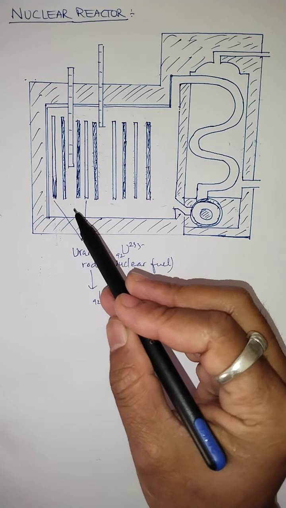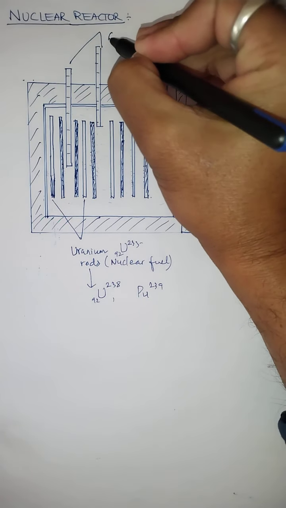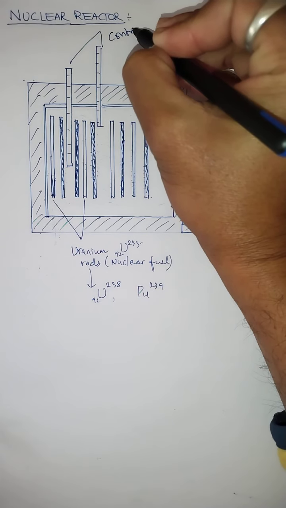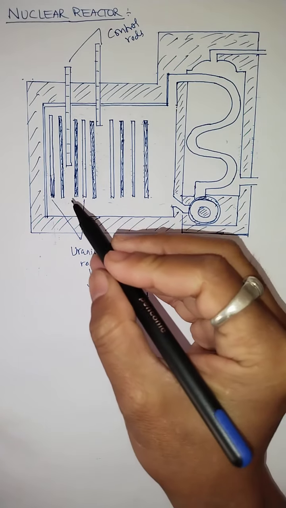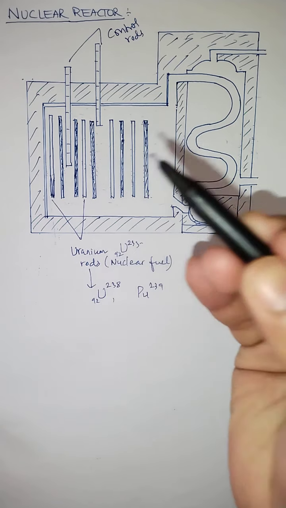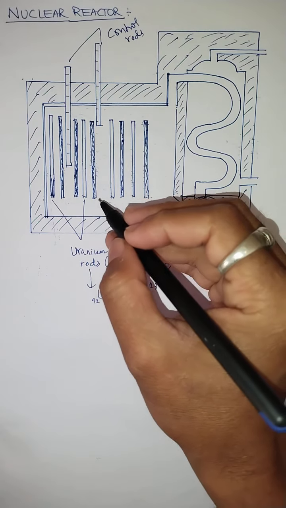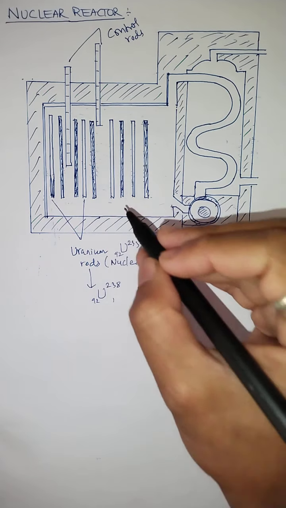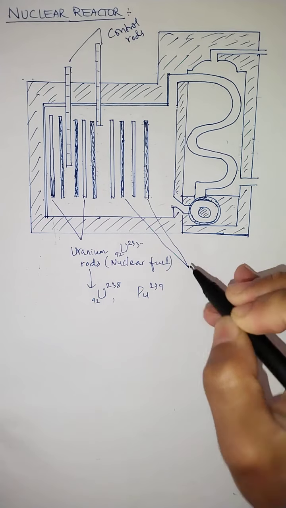And there are the rods we can see, the control rods. These two rods are called control rods in a nuclear reactor. Along with the control rods, there are blocks made up of graphite or heavy water, and these are nothing but the moderator. These blocks which you can see are called moderator.